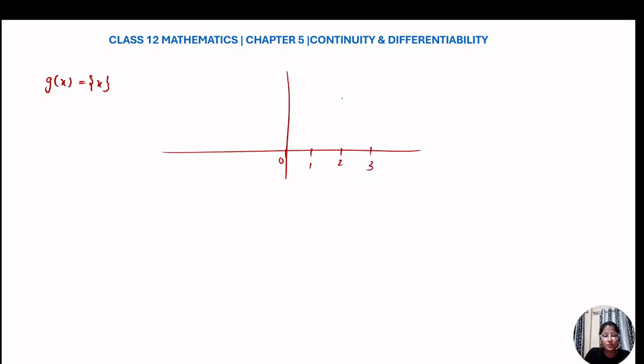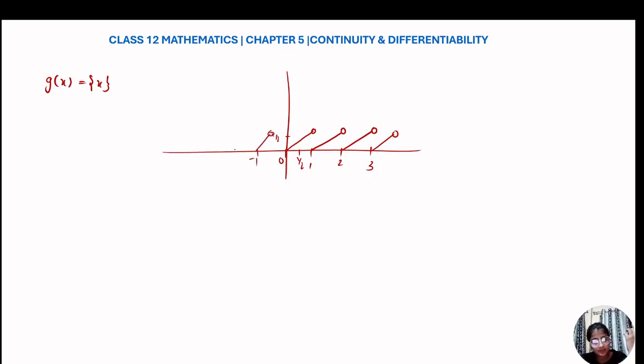So g of x is curly x. It's a fractional function, right? So if you try to make its graph, for 0 to 1, 1 to 2, 2 to 3, for example, at half, its fractional part is nothing but half. For 1, the fractional part is 0. So it will take the value like this. At 1, the function value is 0. So the graph will be like this, continuing in this manner.